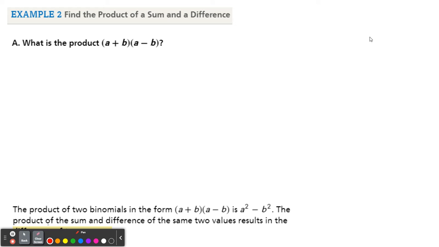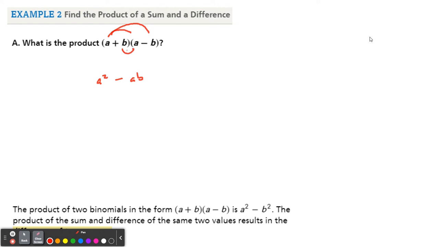So notice here, we have very similar parentheses, but one has a plus sign and one has a negative sign. So let's multiply this out and see what happens, right? So let's do the a times the a and the a times the negative b. A times a is a squared. A times negative b is negative ab.